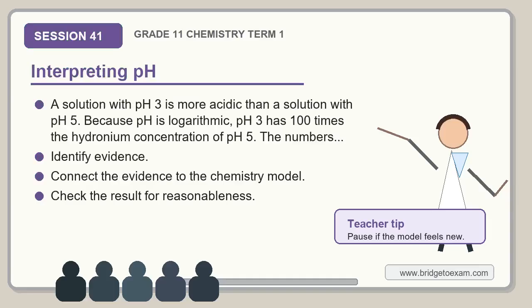Now let's work an example. Interpreting pH. A solution with pH 3 is more acidic than a solution with pH 5. Because pH is logarithmic, pH 3 has 100 times the hydronium concentration of pH 5. The numbers feel close, but chemically they represent a large difference. Notice how the answer comes from evidence and reasoning, not from guessing.